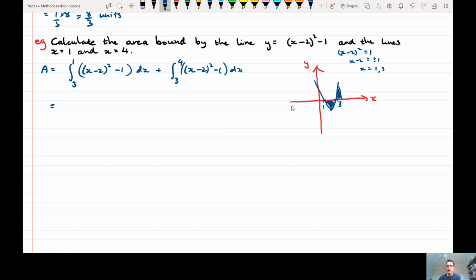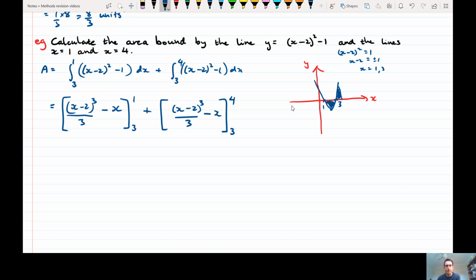Now it's a matter of integrating. So anti-differentiating x minus 2 squared gives me x minus 2 cubed over 3. And -1 becomes -x. That's between 3 and 1. Plus, it's going to be the same thing here, the same integral, x minus 2 cubed over 3, minus x between 3 and 4. And then we substitute and solve.